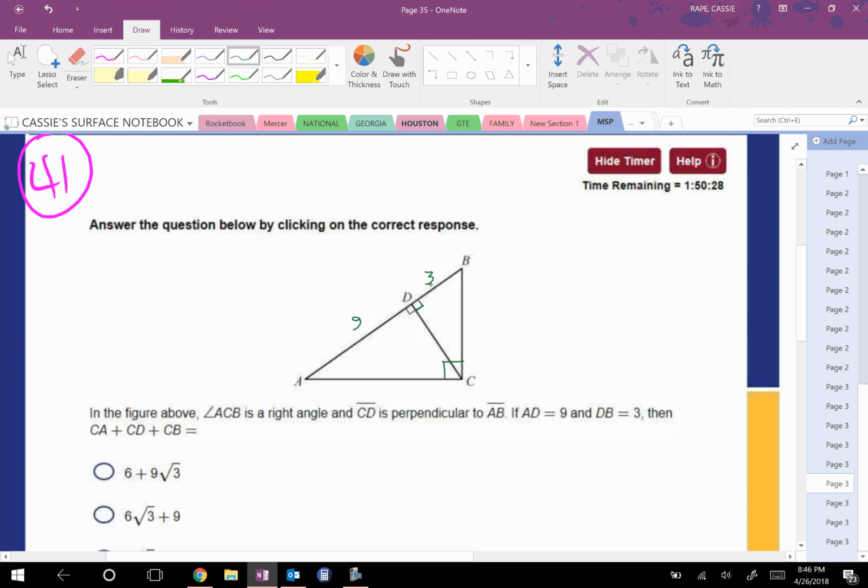And it wants some measures you don't have. It wants AC, or CA, I'm going to call that X. It wants CD, which is going to be Y. And it wants CB, which is going to be Z, I guess. I'm just making up some things so I don't have to use complicated variables. Okay, so I'm just going to erase these for right now. We'll remember it's X, Y, Z.